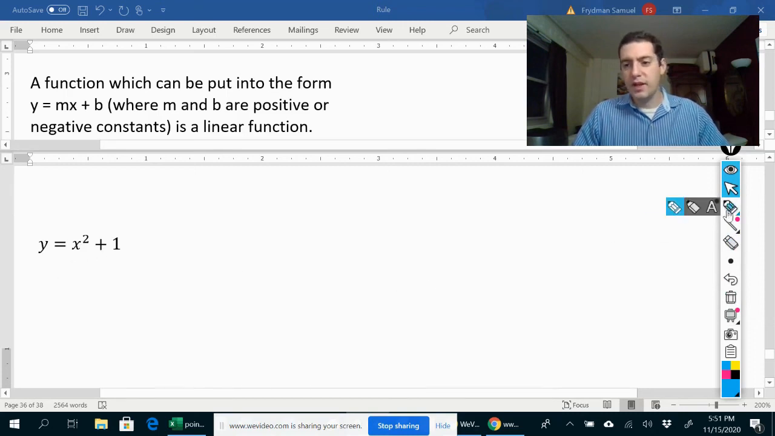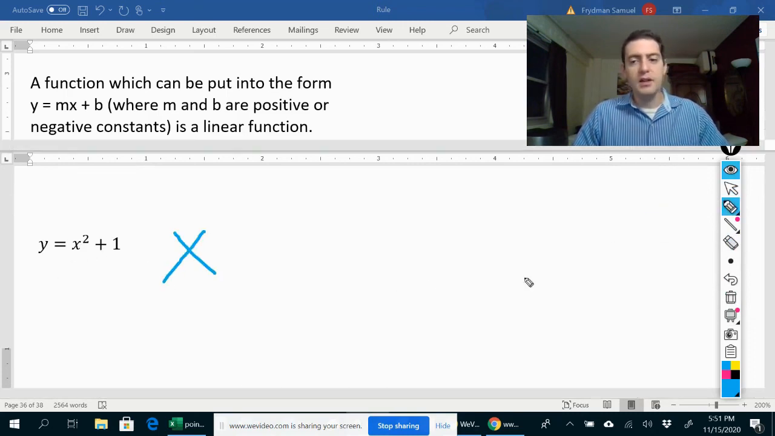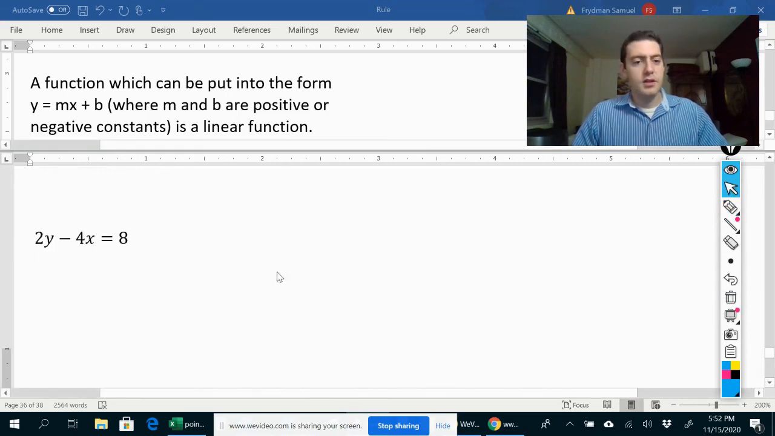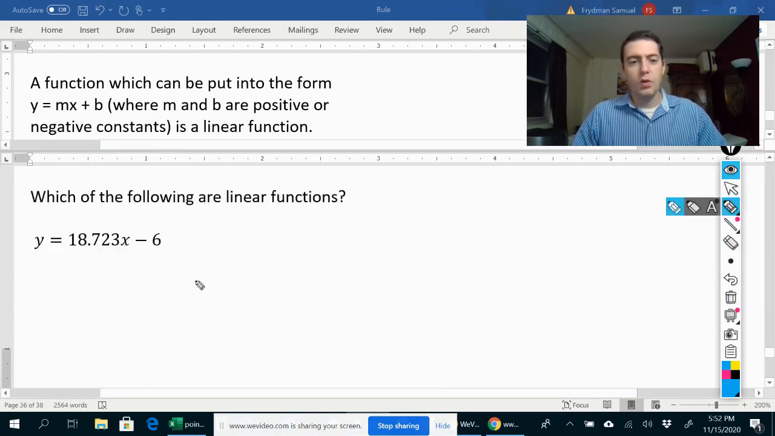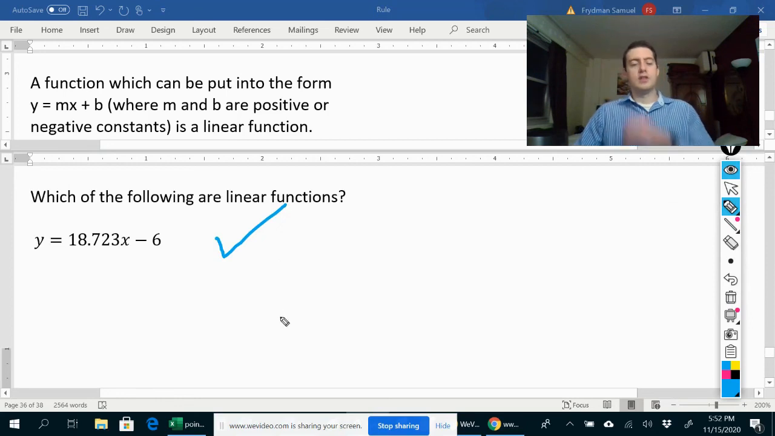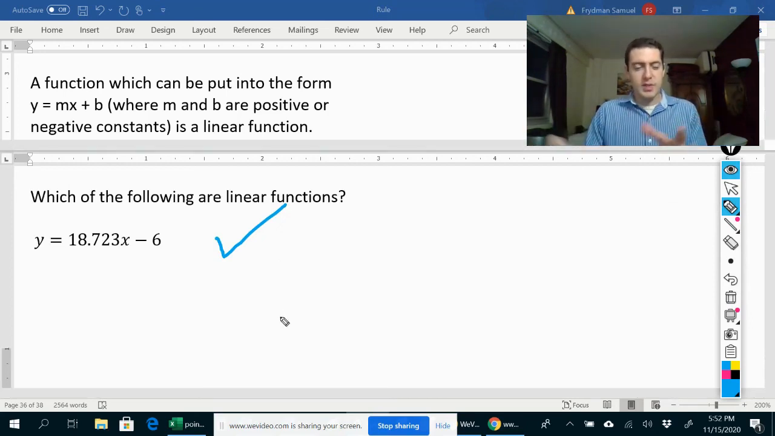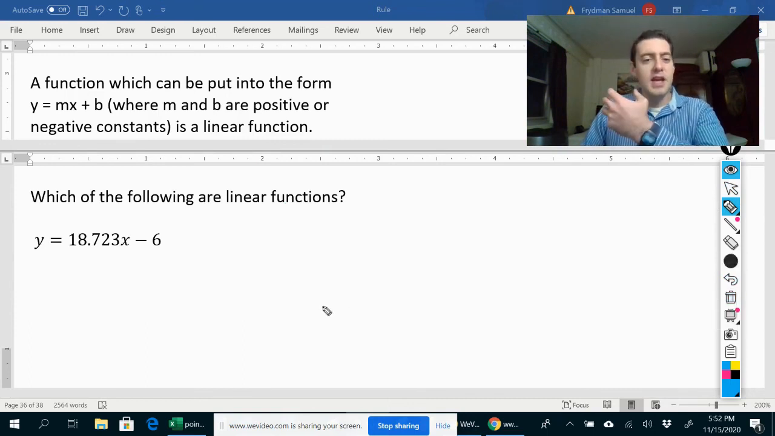What about this one? This one had an exponent. This one is not a linear function. And this one was a linear function. And this one also was a linear function, okay? Just in case you missed it when I said it, if I spoke too fast, now you have all the checks and x's there.